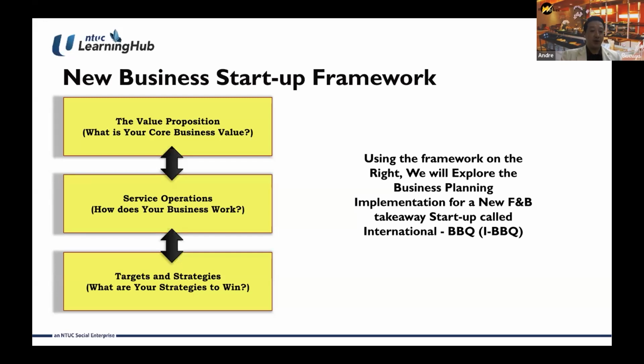And then finally, when you have your service operation mapped out, you need to plan your targets and how you want to achieve your strategy. Your target means that, okay, in 6 months, I want to be able to break even. In 1 year, I want to be able to open a restaurant outlet outside my home. So that is targets, right? And then when you have the targets, we need to talk about how to achieve these targets.